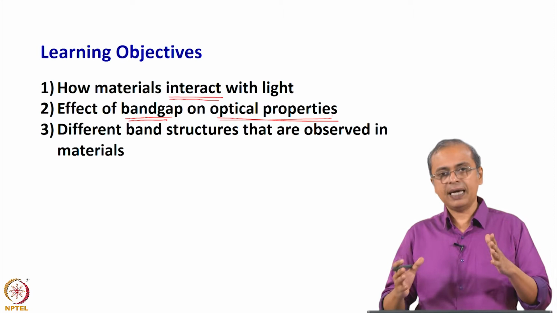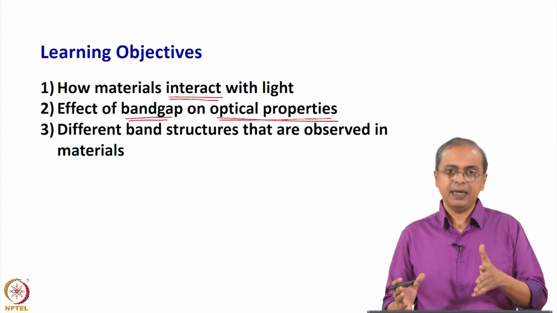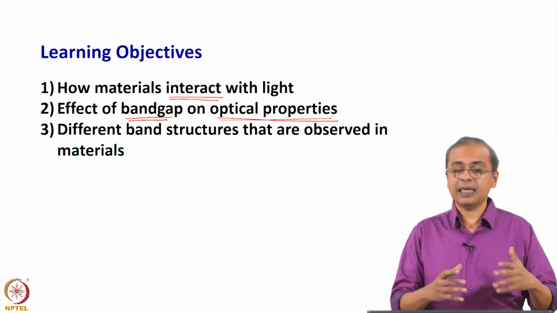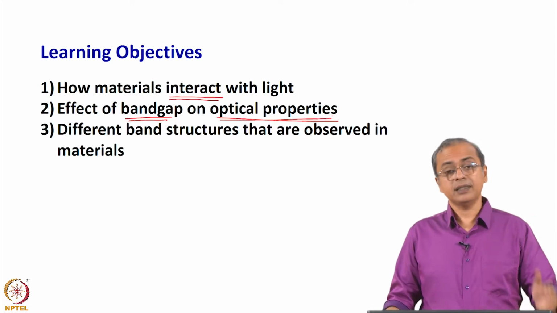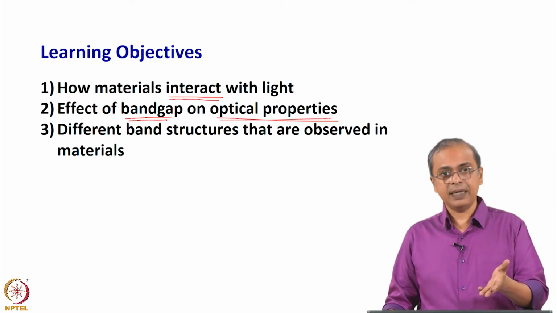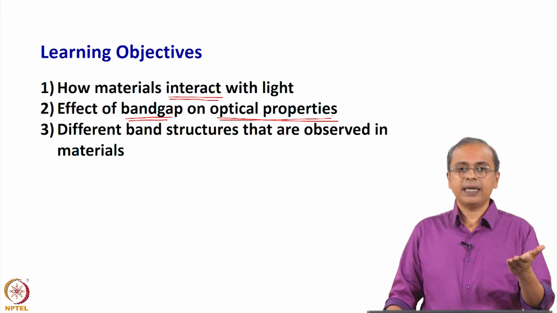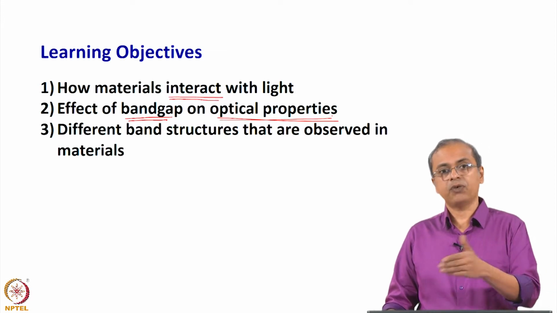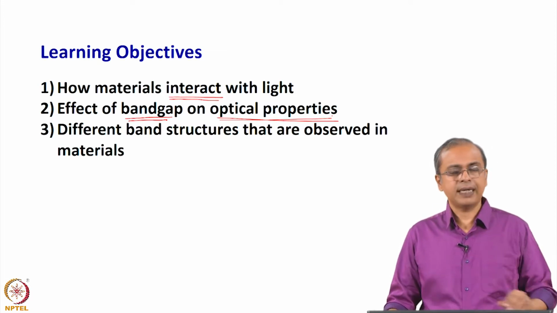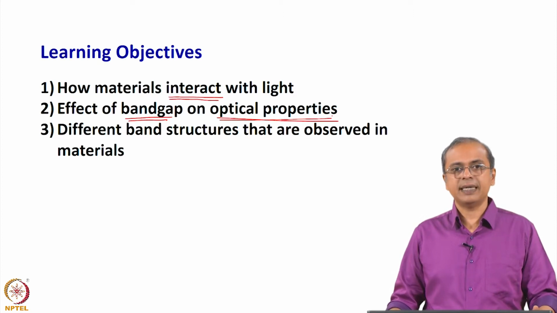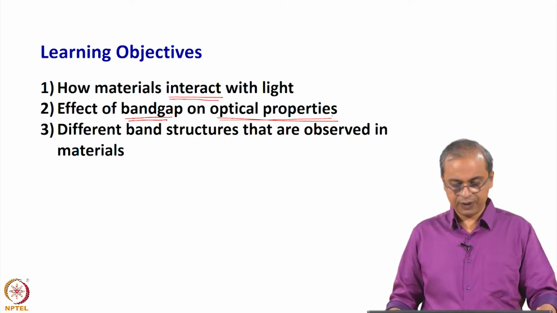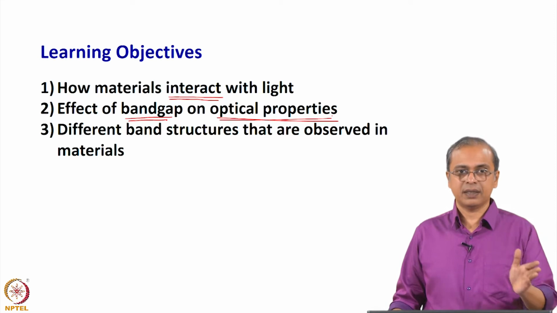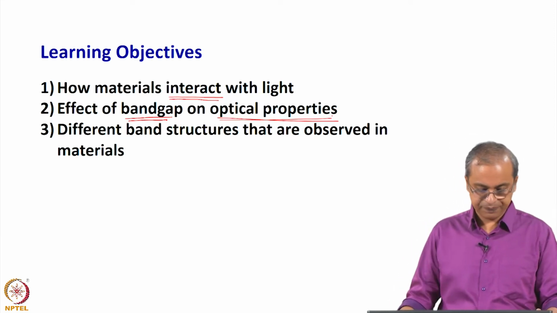Even if you have a material with a certain band gap and therefore you expect a certain type of optical property, is it possible that with the same material with that same band gap you can actually get properties that look somewhat different? That is also an idea that we need to explore and understand, so that we get a sense of how we can manipulate the materials to suit our applications.